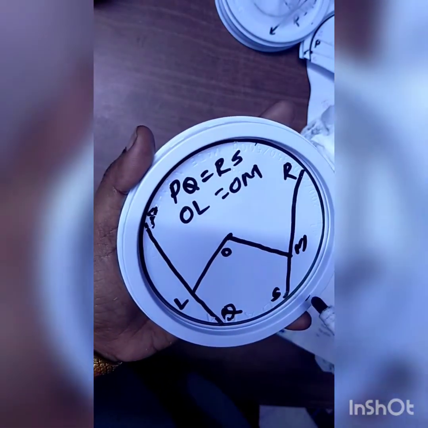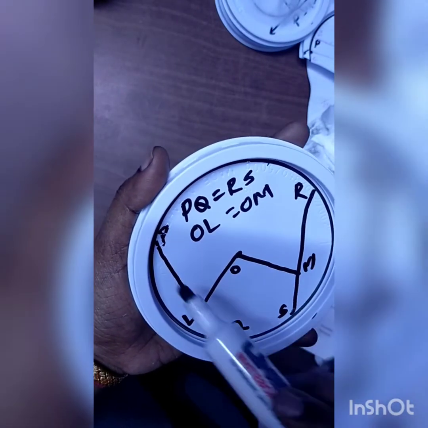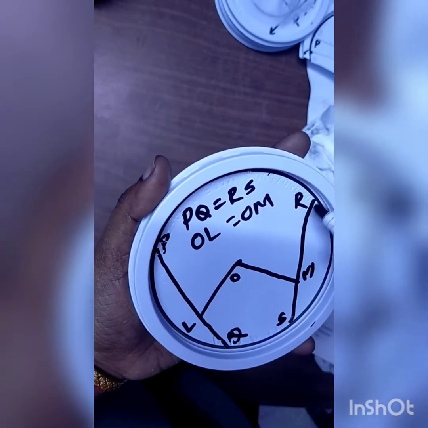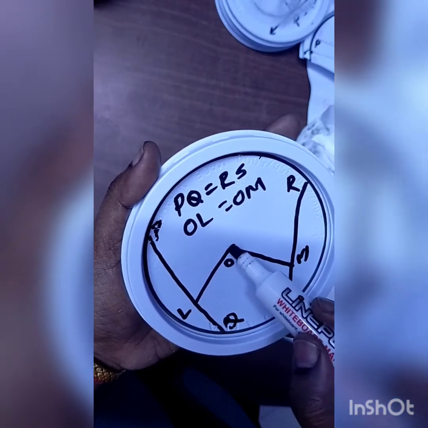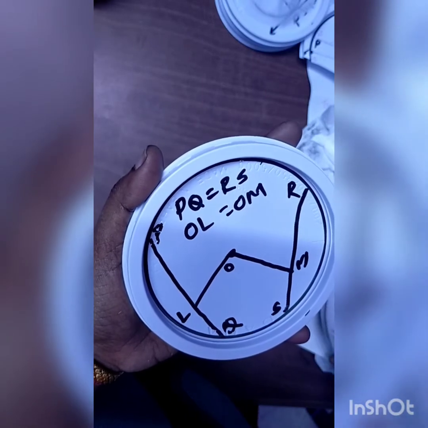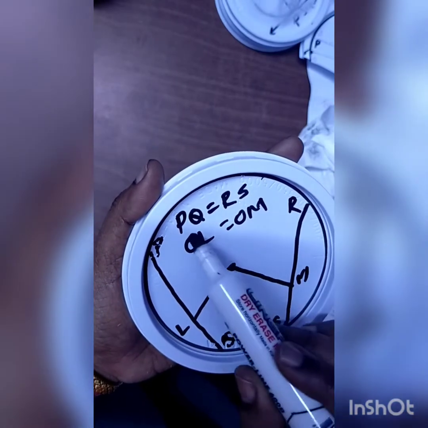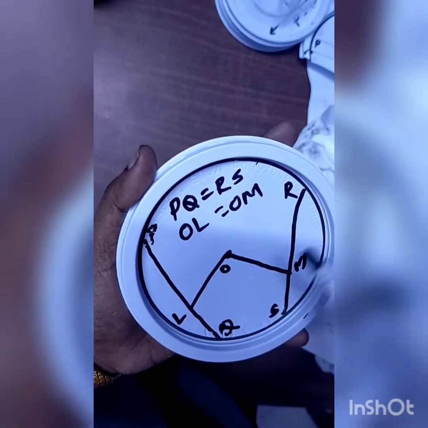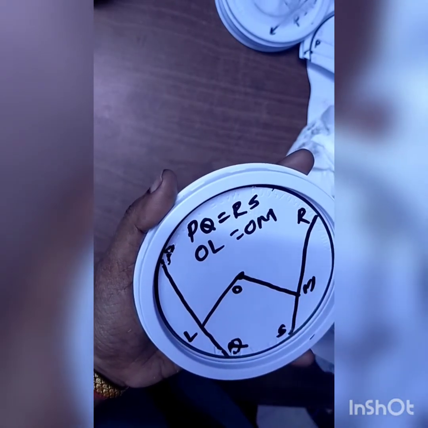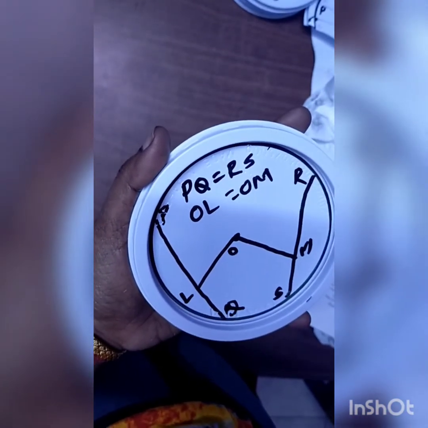The chords equidistant from the center of a circle are equal in length. I'll say again, the chords equidistant from the center of the circle are equal in length. Or in what other way can I say it? Equal chords. Like if PQ equals RS, then OL equals OM. If OL equals OM, then PQ equals RS. Okay. So this is our next theorem.